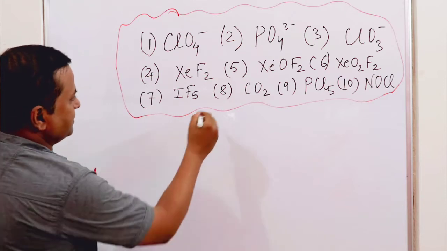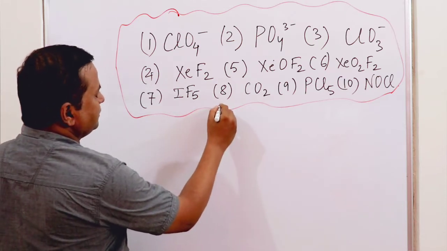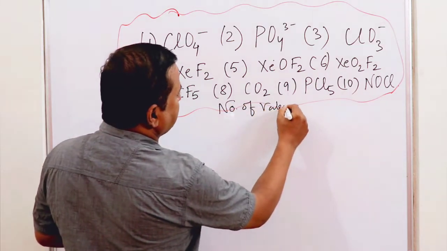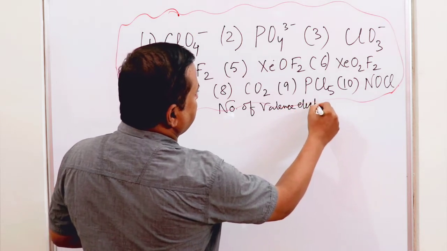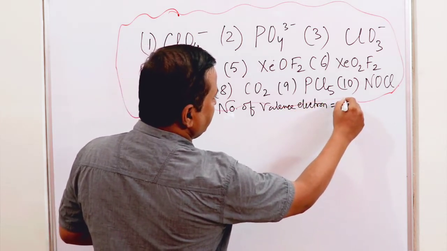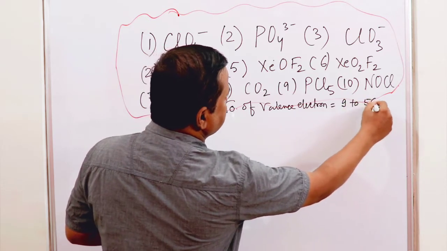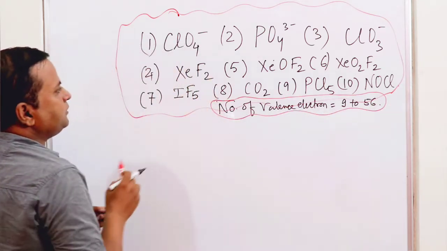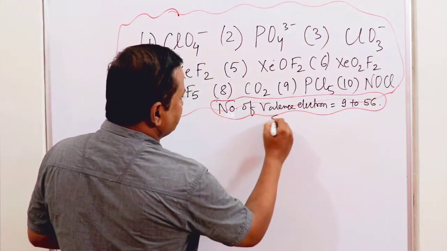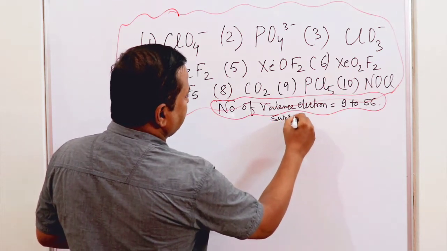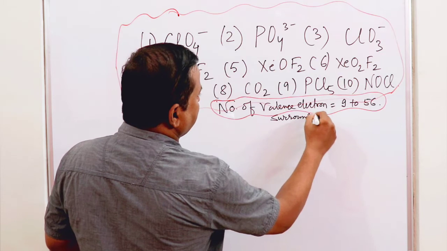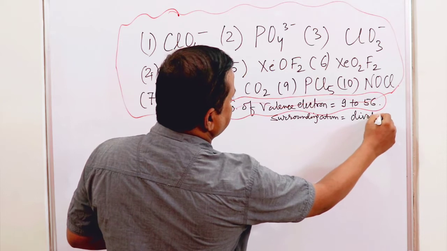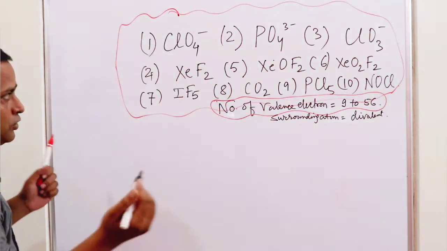But one thing you must remember, this method is applicable when the number of valence electrons falls between 9 to 56. So the majority of the molecules do fall in this category, and the surrounding atoms should be at least divalent. Now let's find out what's the method.